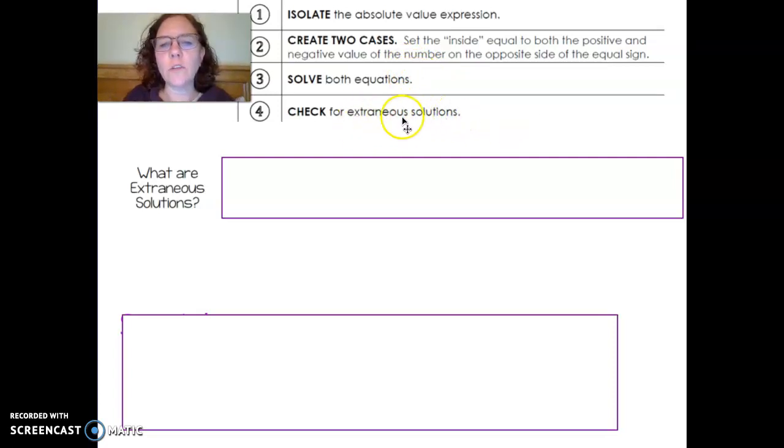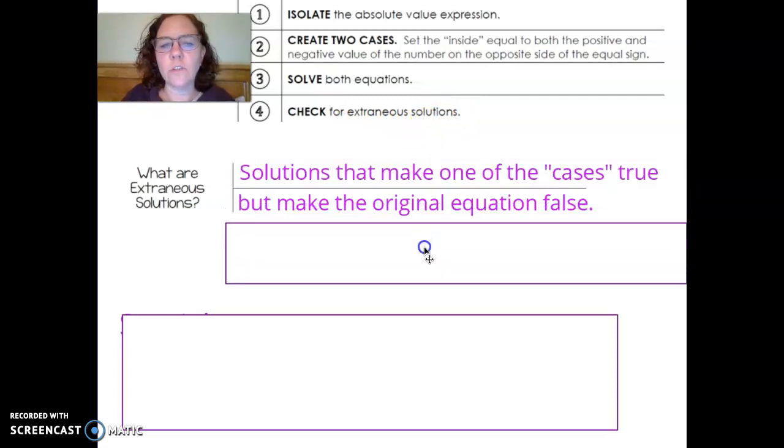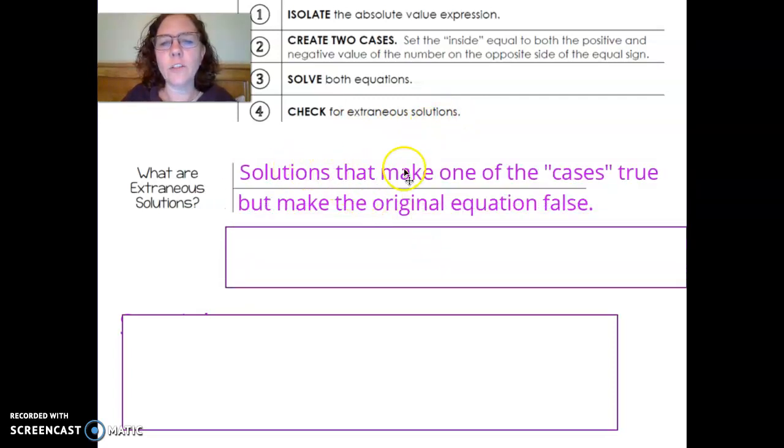So extraneous solutions may not be a term you're familiar with. What are extraneous solutions? Well, they are solutions that make one of the cases true, either the positive one or the negative one, but they make the original equation false. And we always have to check for that. Pause the video and write that down.